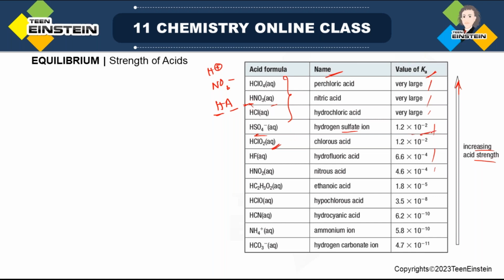Then, as we are moving down, we have 10 to the power minus 4 for these two acids. Then it is minus 5 for ethanoic acid, which is nothing but acetic acid, CH3COOH. Here it is written in a different way, but actually it is CH3COOH or acetic acid. 2 carbons are there, so we call it ethanoic acid. So C2H4O2, total 4 hydrogens and 2 oxygens. The formula is the same. It has power 10 to the minus 5.